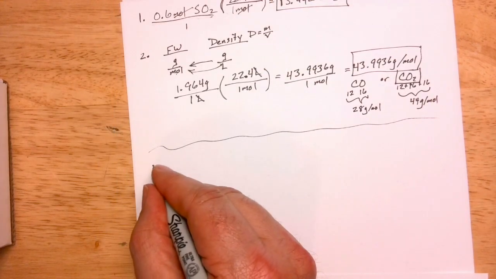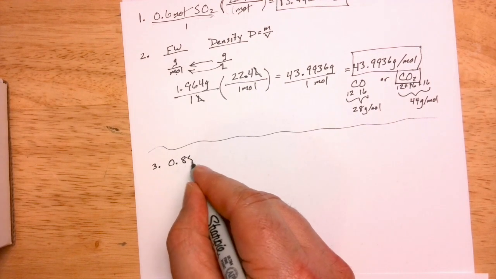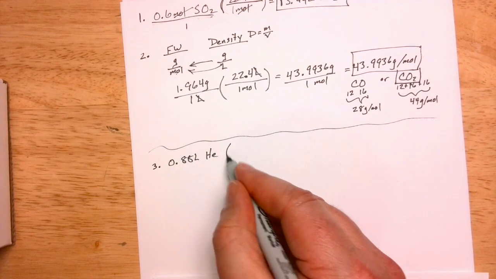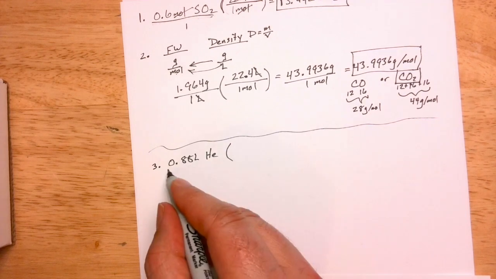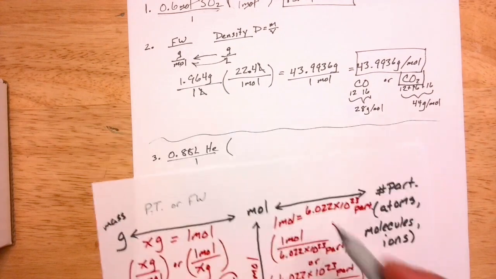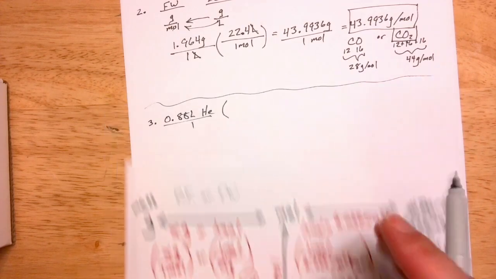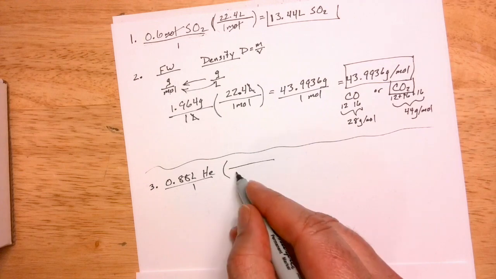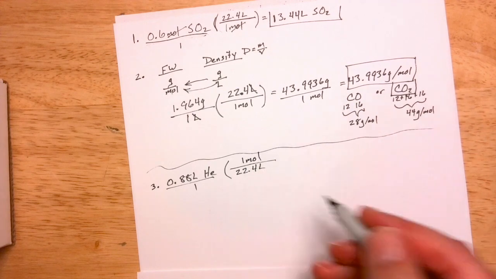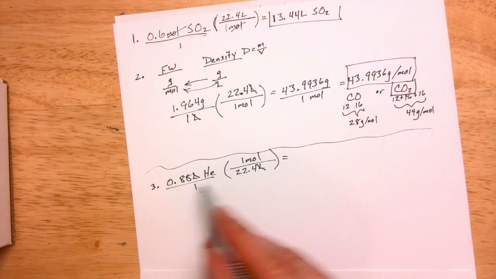So start with what's given to you. So you have 0.88 liters of helium. And then you need to figure out how many moles are there. Now, technically, this whole thing is over 1. And since this liters is on top here, I need liters on the bottom here. So I'm going to put 22.4 liters on the bottom and 1 mole on top. This way liters will cancel out. 0.88 divided by 22.4.